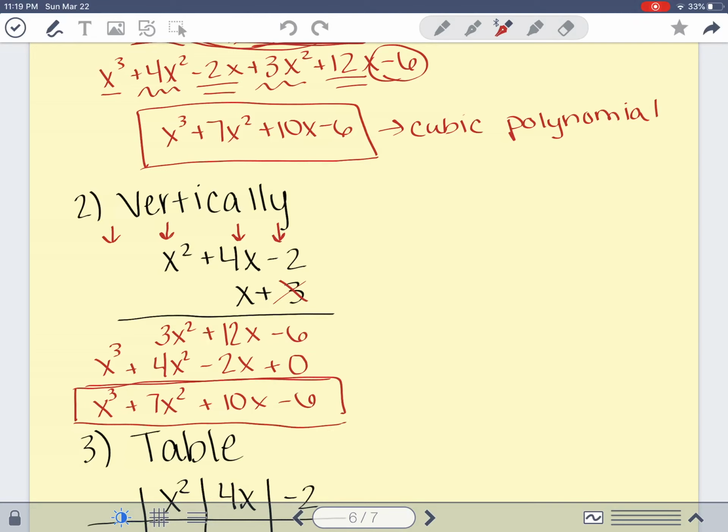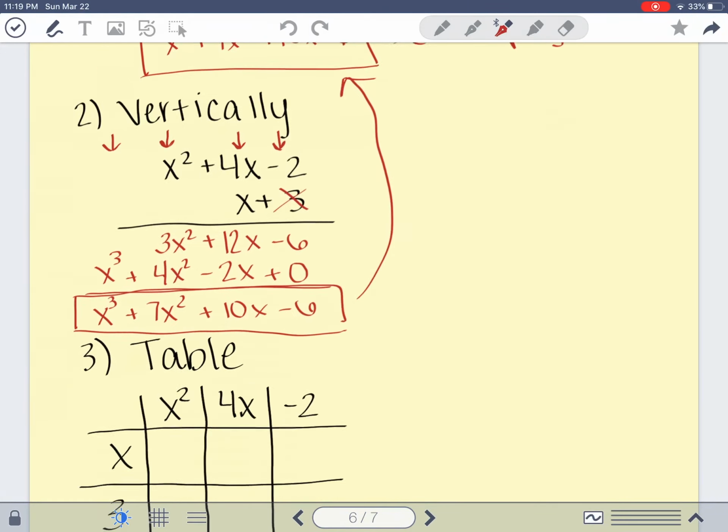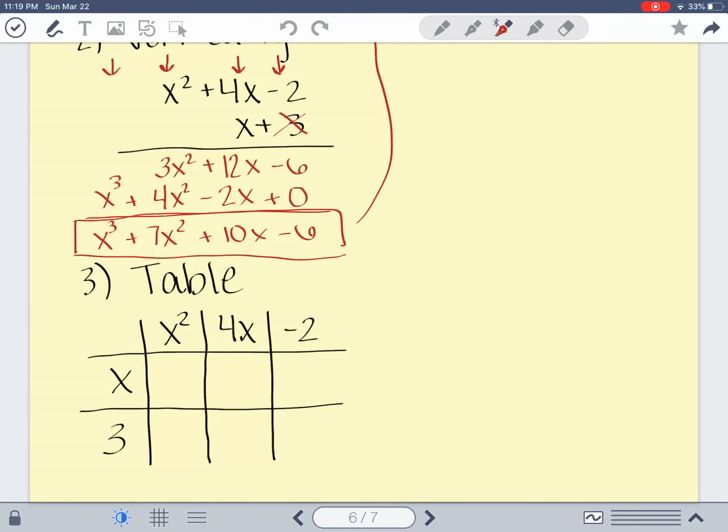Notice this answer is exactly the same as what we got in the first one. If you would like to see more vertical options, just email me or message me on Remind and I can show you a few more examples of that as well.